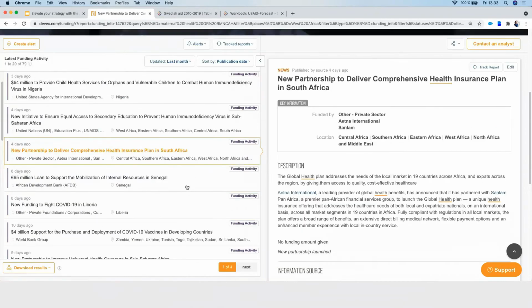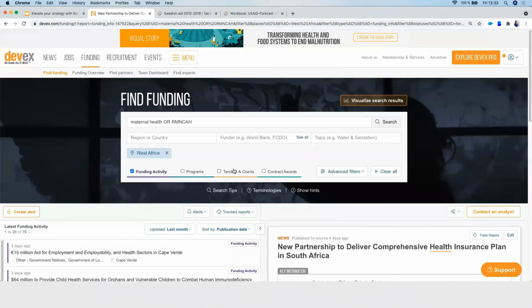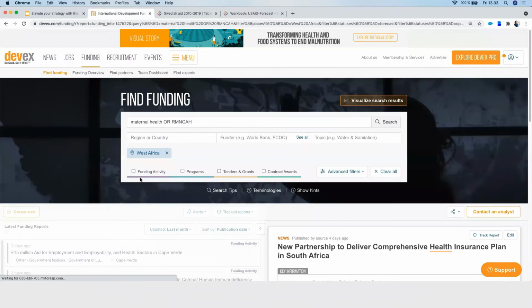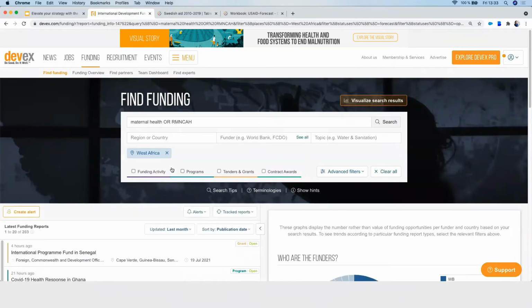Again, this is another announcement of a new partnership that could be of interest. So this is where we would capture that early stage information and those announcements of new partnerships and new initiatives.